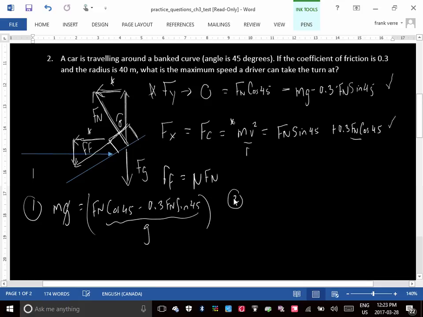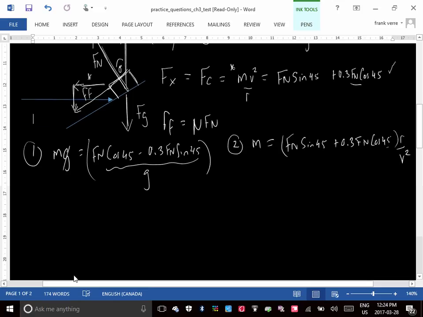I'll look at my second equation. I'm going to basically isolate for m again. So I'm going to say m is Fn sine 45 plus Fn cosine 45, so that would be times r over v squared. Now we have my two equations set to m. Okay? So now I will set these two equal to each other.